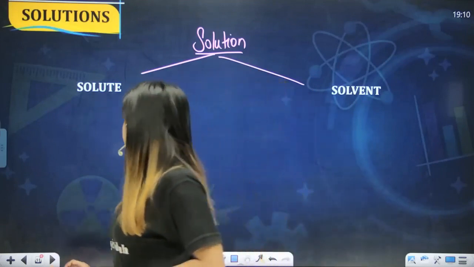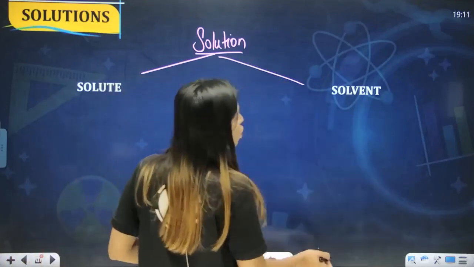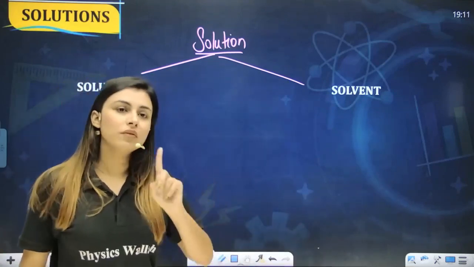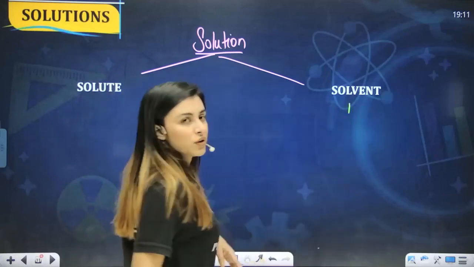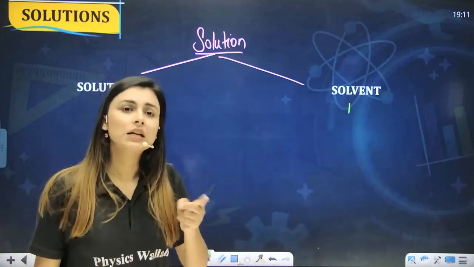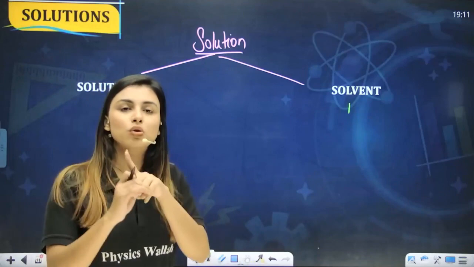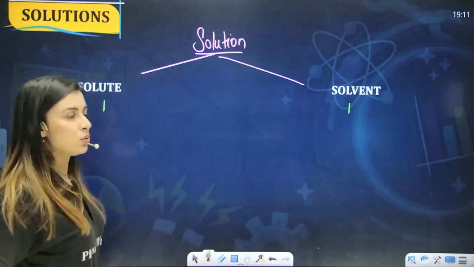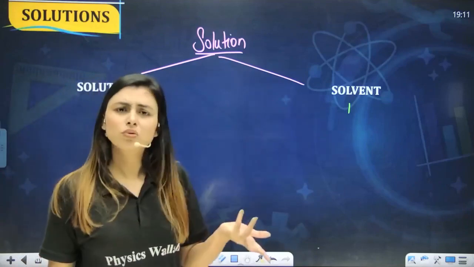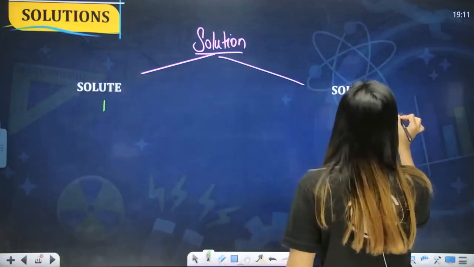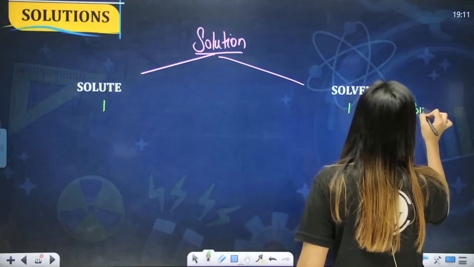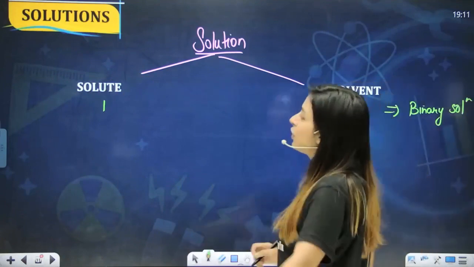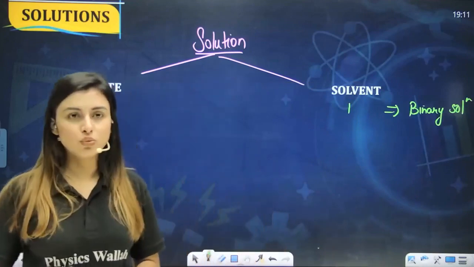Okay. So now, my dear students, if you have two components, that means one will be a solvent, which will have the more number of moles, and the other would be a solute. So 1 plus 1, 2. This is known as a binary solution. Why binary solution? Because you have only two components here.